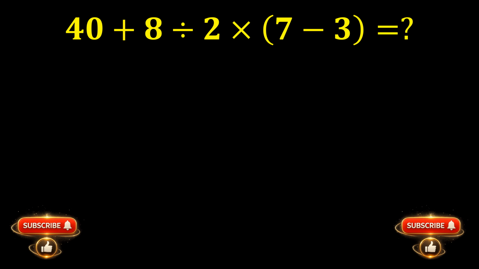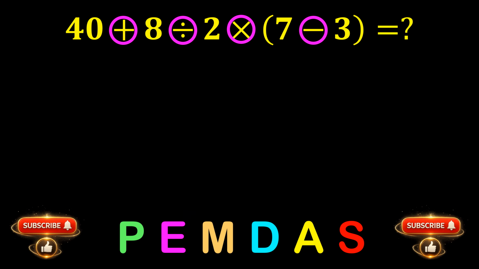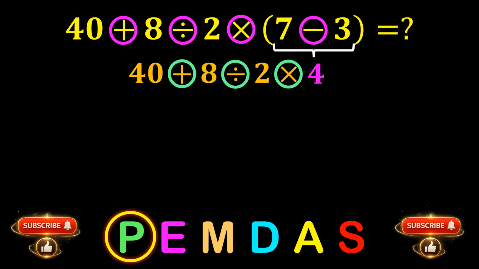In this expression, we have addition, division, multiplication, parentheses, and subtraction inside the parentheses. According to the order of operations, PEMDAS, we must first solve inside the parentheses. So 7 minus 3 equals 4, and the expression becomes 40 plus 8 divided by 2 times 4.